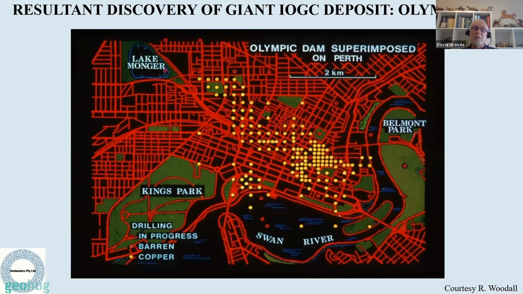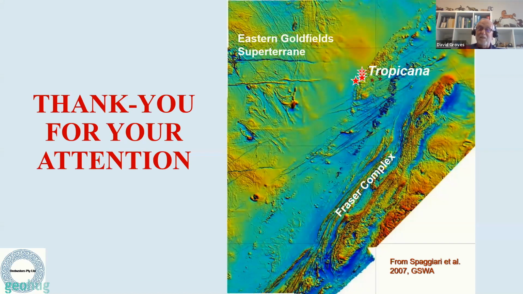And Roy kindly showed me the distribution of the drilling that intersected ore on the scale of Perth, of course, where I live. And anyone who lives here can see how large the deposit footprint is. So I'll leave it there, and thank you for listening to this comedy of errors.